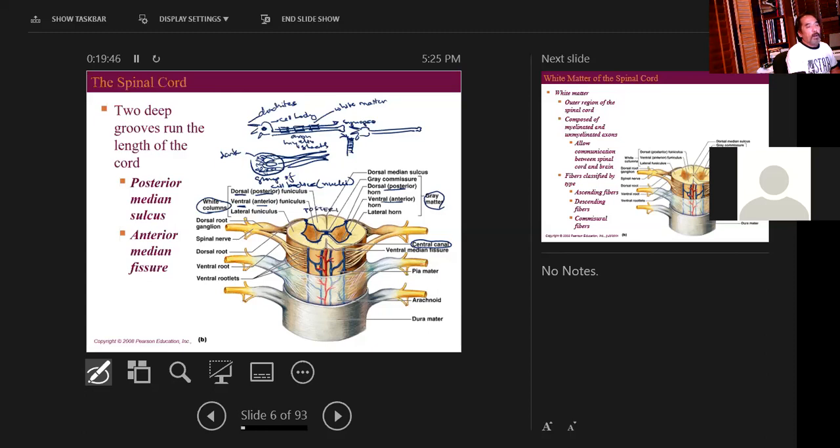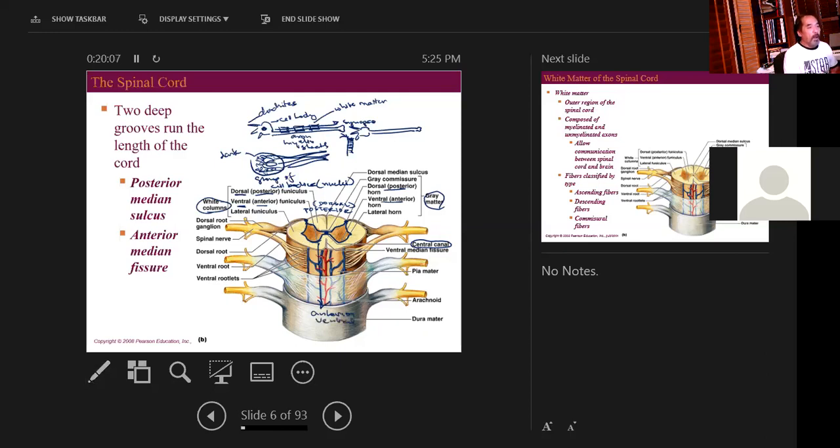Anything here is posterior, or what we call dorsal. So that's going to be a landmark about position. Okay. So anything in front here is going to be anterior, or what we call ventral.